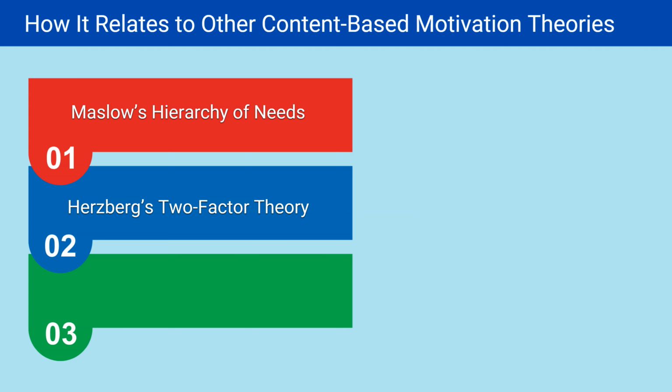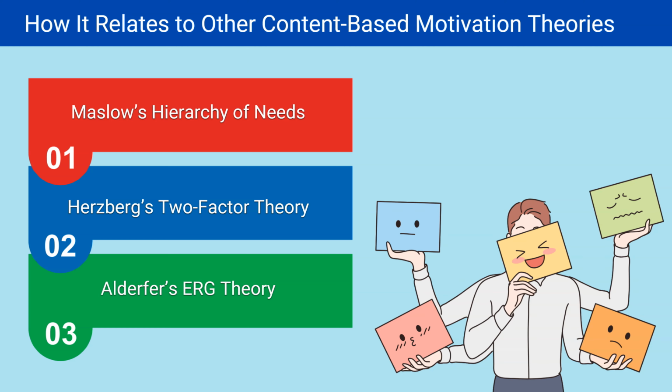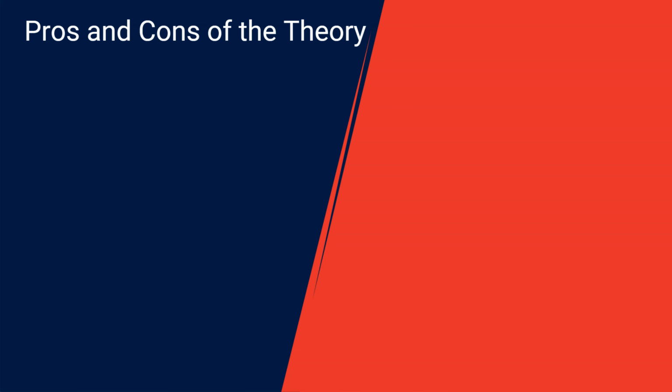Herzberg's two-factor theory. Herzberg separates satisfaction and dissatisfaction, while McClelland dives deeper into individual differences in what people find motivating. Alderfer's ERG theory. Like McClelland, ERG theory allows for flexibility between needs, existence, relatedness, growth, but focuses more on regression than dominance. What sets McClelland apart is his focus on learned, personality-driven motivations, making it especially relevant for leadership and talent management. Pros and cons of the theory.